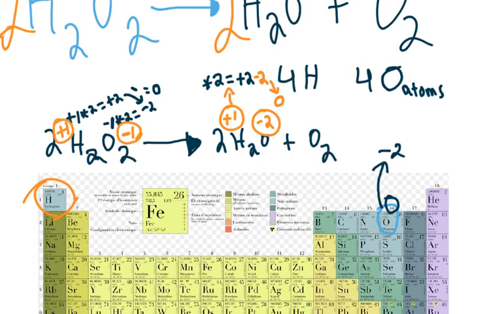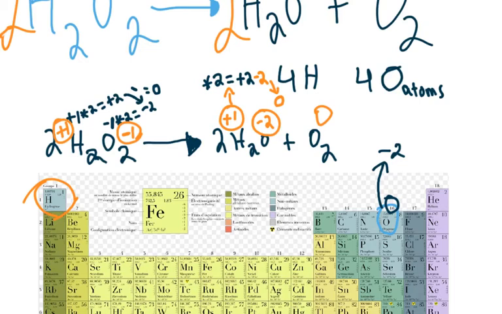Okay, and then here, another rule is that if you see an element that's just by itself in an elemental form, which is what diatomic oxygen is, the oxidation number of any elemental form element will always be 0. So this has no oxidation state, right? It has a 0 oxidation state. So no net oxidation charge on it.